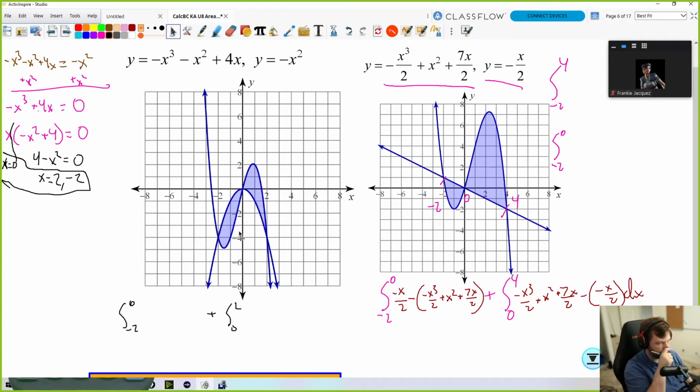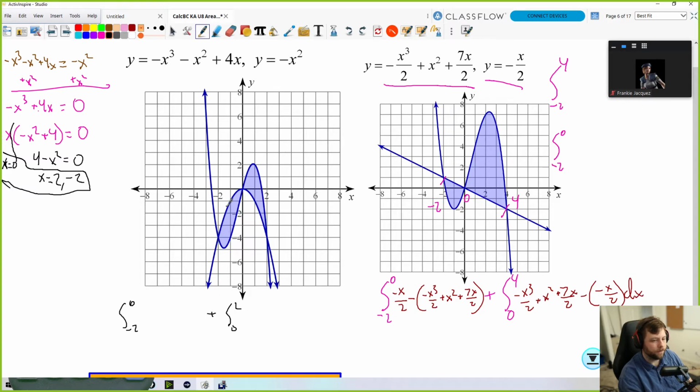Different ones are on top and bottom. How do you tell what's on top and bottom? Plug some test points in. It's not guaranteed that the same function might be on top for both of them, but it's probably going to rotate. They're not going to trick you like that. And they're polynomial functions. They're not going to be weird.